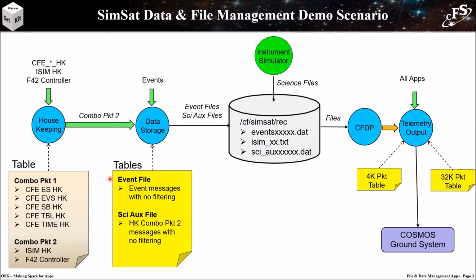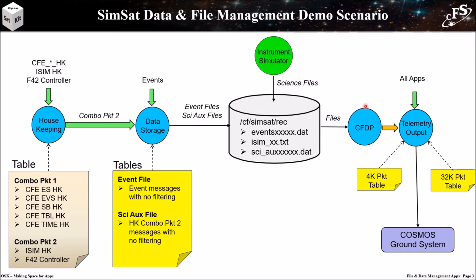Data storage is configured to create 2 files. The first file only contains event messages, and the second file only contains the science auxiliary packets from housekeeping. All of the files are stored in the SimSat recorder directory. The instrument simulator app, ISIM, directly writes its science data files to the recorder.